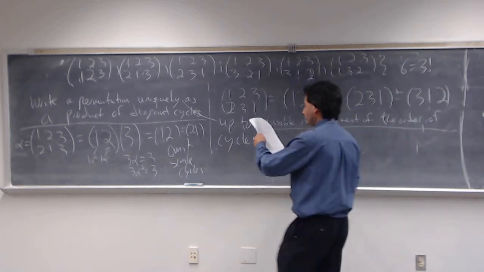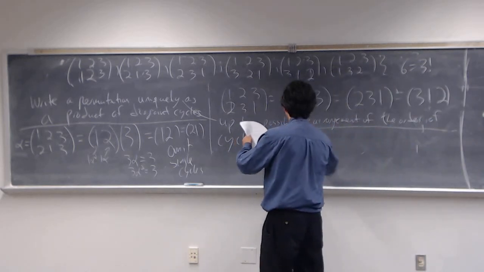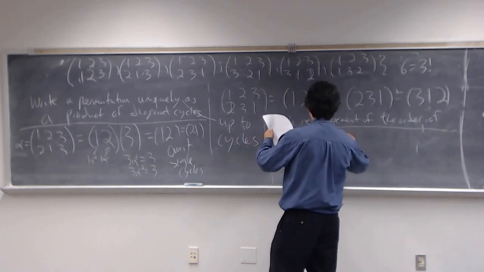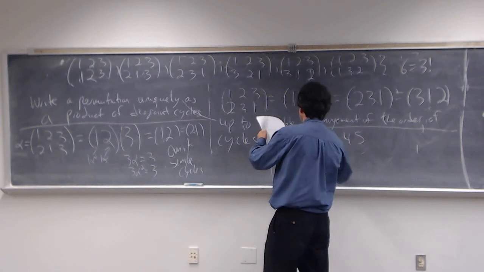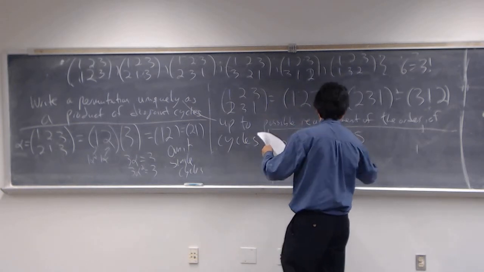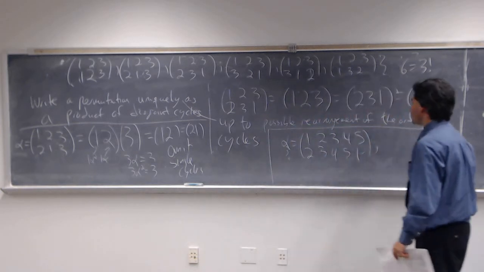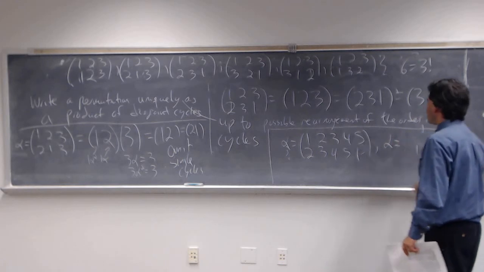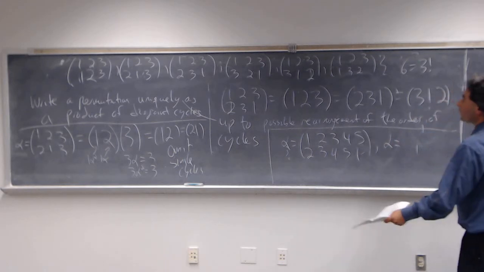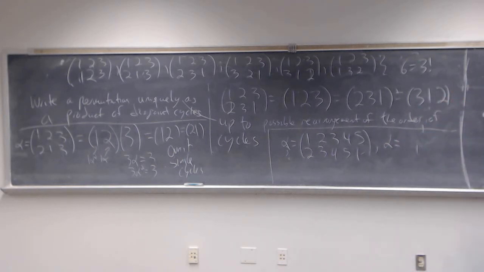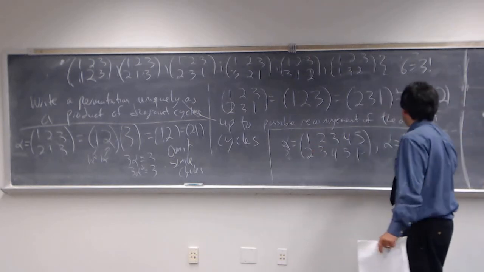So take alpha is (1 2 3 4 5 / 2 3 4 5 1) as an element of S5. So let's pick any one. We usually start with 1. You don't have to, but customarily I'll start with 1.